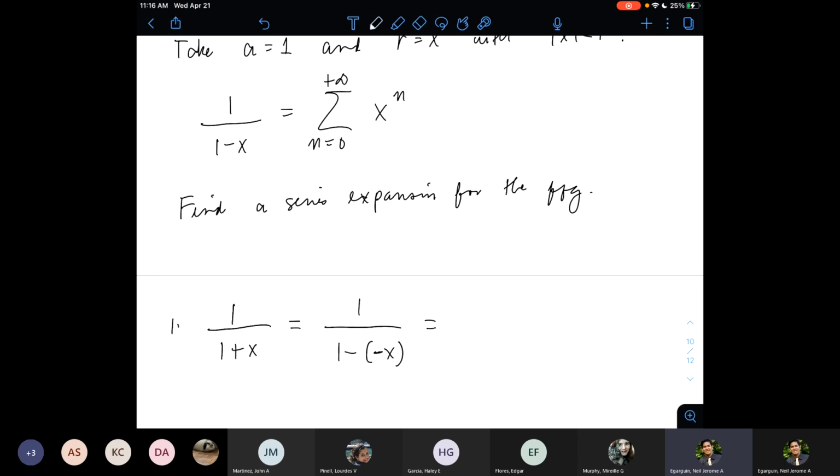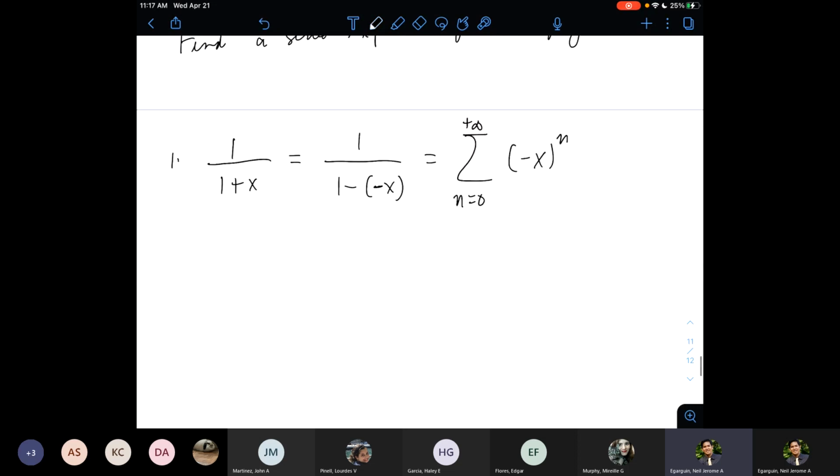So basically here, this would be the sum from 0 to positive infinity of what? Instead of an x, I see here that the common ratio is negative x. So that means I'll have a negative x raised to the power n. Or you can rewrite it as negative 1 to the power n, x to the power n, as n goes from 0 to positive infinity. And this is one series expansion for this expression.